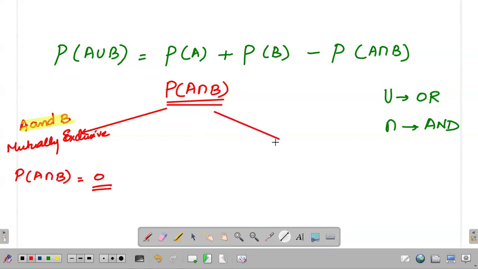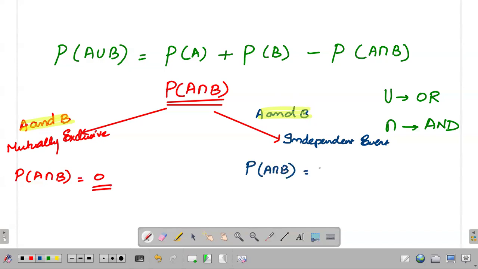Now, let us talk about the next scenario wherein A and B are independent events. If I define that A and B are independent events, it means the happening of A is not going to affect the happening of B and vice versa. If that is the case, P of A intersection B, that is the probability that A and B happens, will be P of A into P of B.